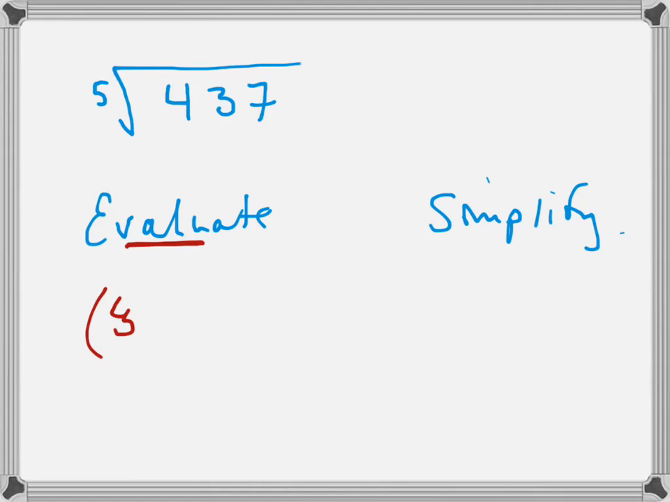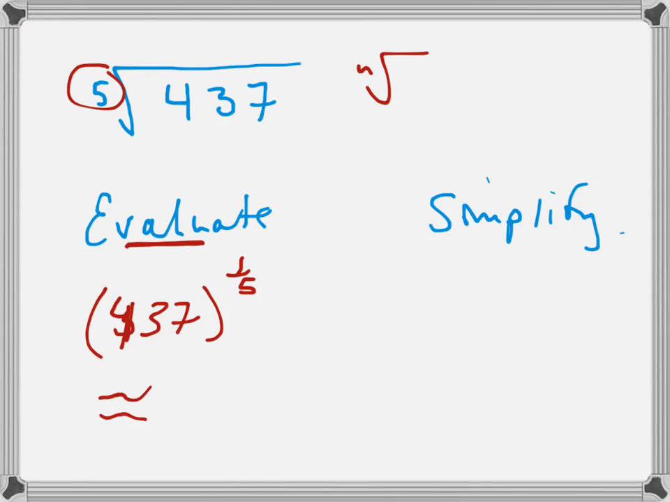437 to the 1/5 power. Or you might have a calculator that has the 5th root button or the nth root button on it, but that's basically how you do it, and then it'll give you an approximate answer if it's not exact. If you want to simplify it, that's a different problem.